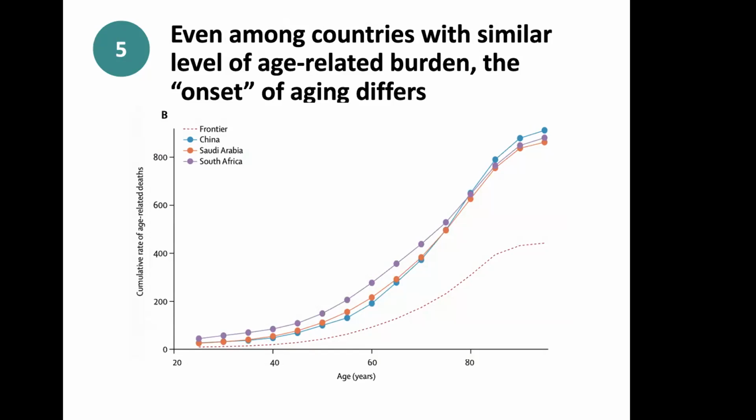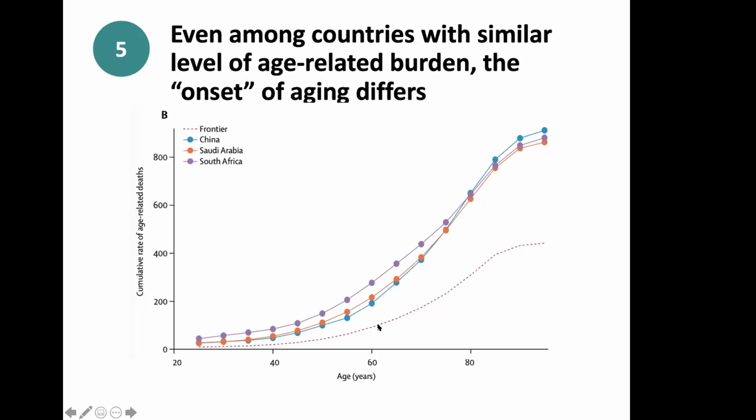Here we have an example of 3 countries: China, Saudi Arabia, and South Africa. They happen to have similar levels of age-related burden based on our estimates. But you can see that their cumulative accumulation of age-related burden by age is quite different. This purple line is South Africa. South Africans tend to accumulate more in the earlier ages, and then the other countries catch up around age 75, 80. That means that even though they have the same population-level aging burden, South Africans experience aging earlier than the other 2 countries.